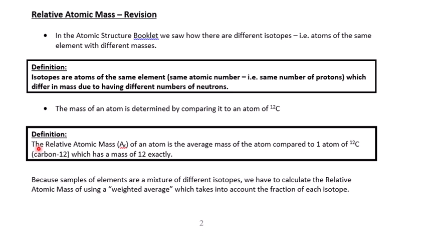And the average weight is what's called the relative atomic mass. And the strict definition of that is the relative atomic mass of an atom is the average mass of the atom compared to one atom of carbon-12, which is given a mass of 12 exactly. So the whole thing's set on carbon, which is given a mass of 12 exactly. Now, we have to work out an average.